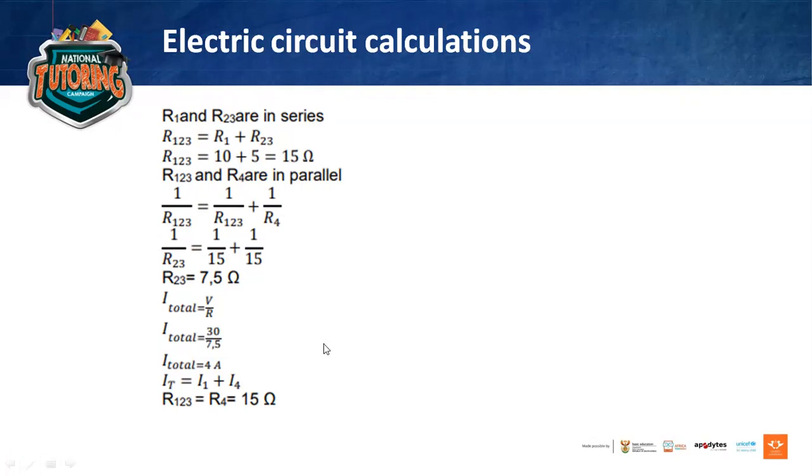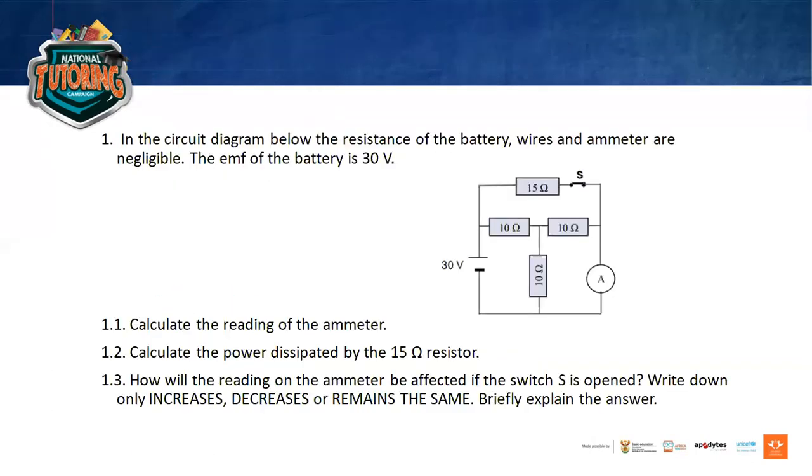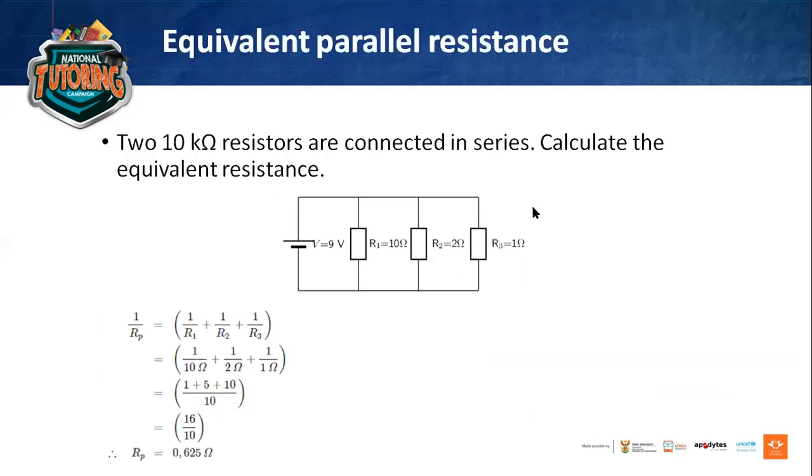So now we go back. It says I total is equal to I1 plus I4, and R123 is equal to 15 ohms. Let's see what's the next question. The next question says calculate the power dissipated by the 15 ohms resistor. So now they're looking for R4. Here's our R4 here. They want the power that is dissipated on your 15 ohms resistor. So now you need to go back to your original circuit and try and find that.